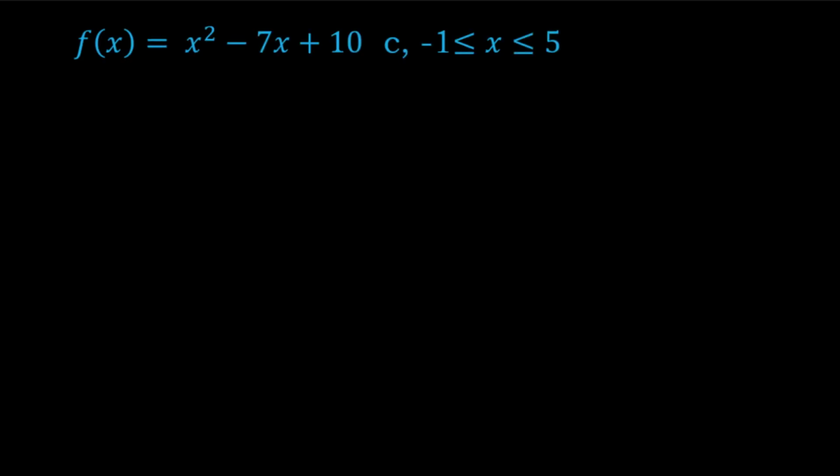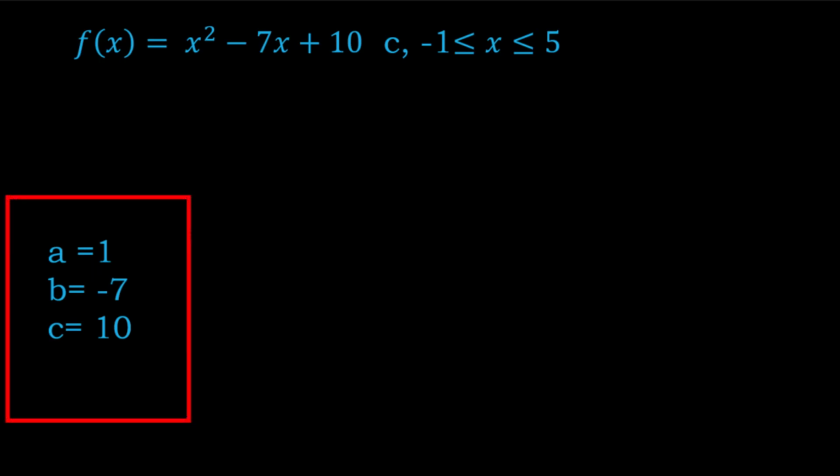F of x equals x squared minus 7x plus 10. Now a equals 1, b equals -7, and c equals 10. These are the constants. X equals what? X equals -b over 2a. Substitute negative times -7 over 2 times 1, so it will be 7 over 2, which equals 3.5.